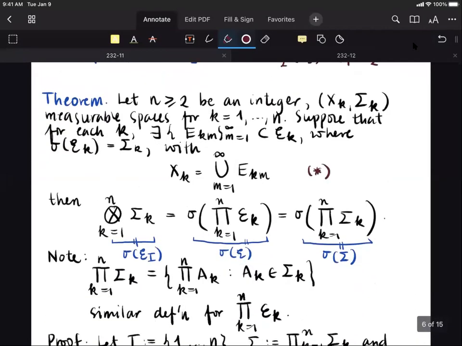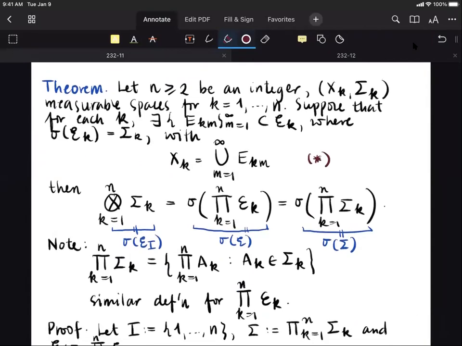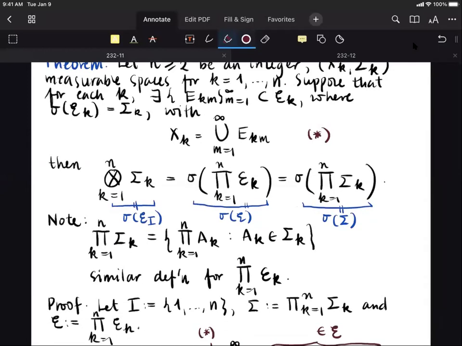So once again, assuming that each X_k can be written as a countable union of elements in the generator, the product sigma algebra can be generated by the product of the generators. That is the content of this theorem.